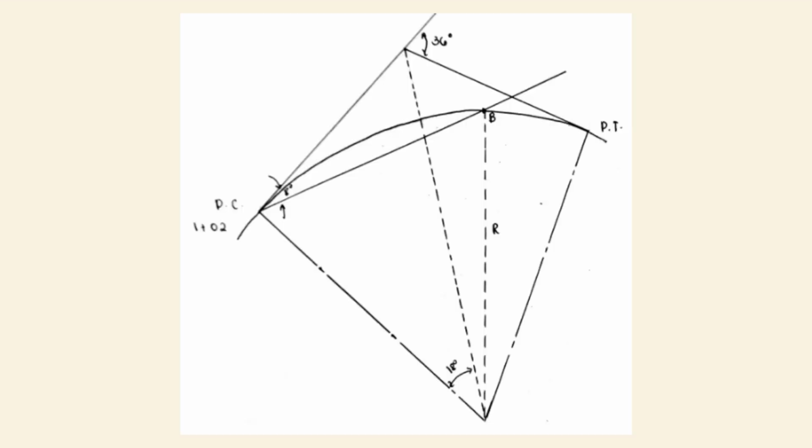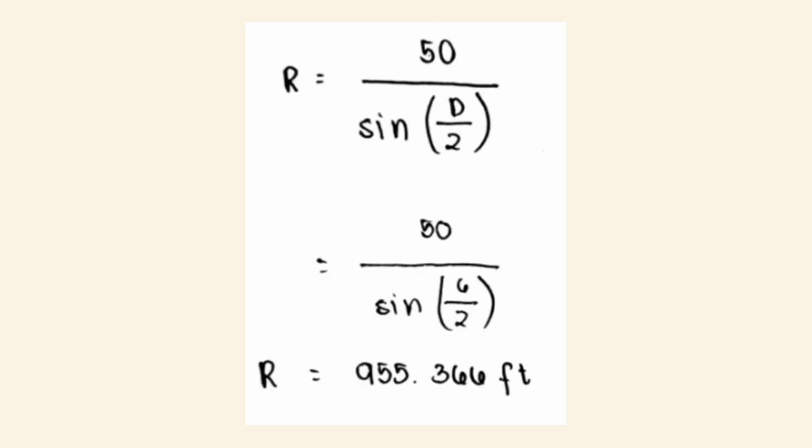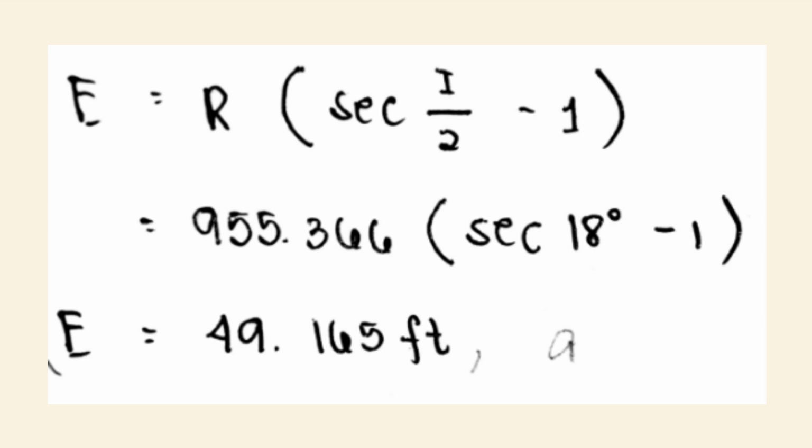Next, let's solve the problem using chord basis, still in the English system. Our figure would roughly remain the same. R now is equal to 50 over sine D over 2. It is equal to 50 over sine 6 degrees over 2, so R is 955.366 feet.